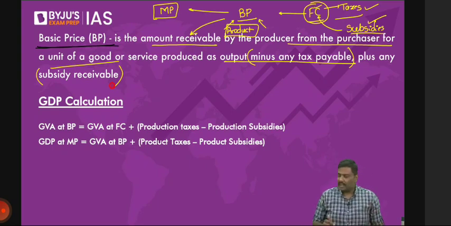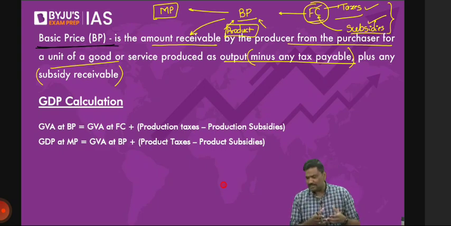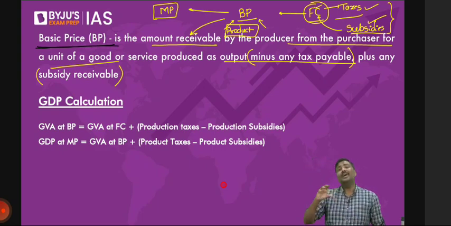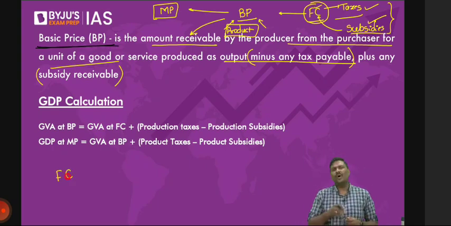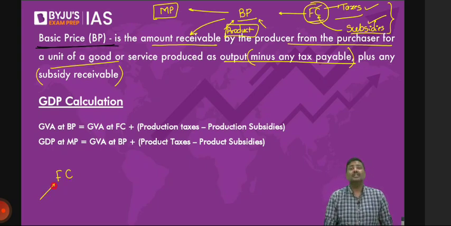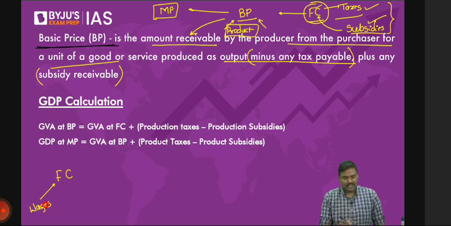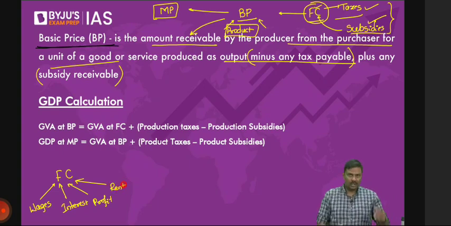Any difficulty? What is the difference between basic price and the factor cost? My dear, if you're moving from the factor cost to the basic prices, adjusting for both of these, don't you think there is a difference between them? When you take factor cost, you do not account for production taxes and production subsidies. What are you counting in factor cost? You're counting wages, interest, profit, and finally, rent.